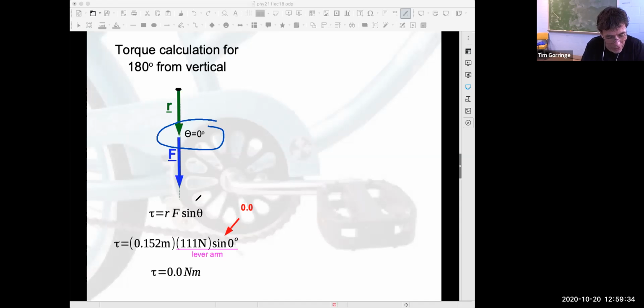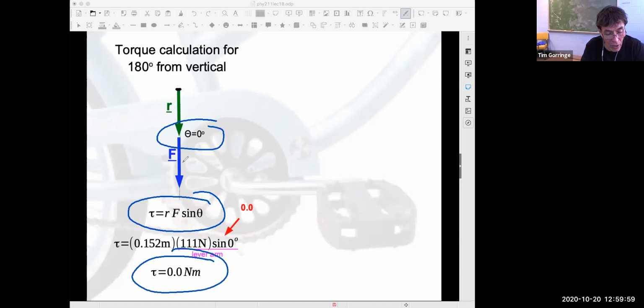And well, you probably don't need me to go through this calculation, but if I was then to calculate the torque, although the distance of the force from the axis of rotation is non-zero, although the force itself is non-zero, when I plug in 0 degrees, sine of 0 degrees is 0. And so this geometry gives you no torque whatsoever. You can't turn the pedals of the bicycle in this geometry, where the pedal arm is straight downwards and your force is straight downwards.